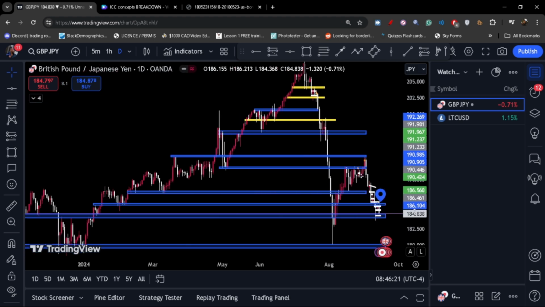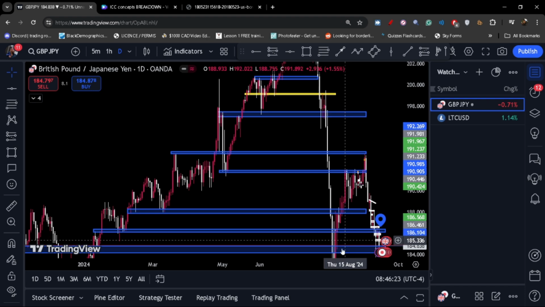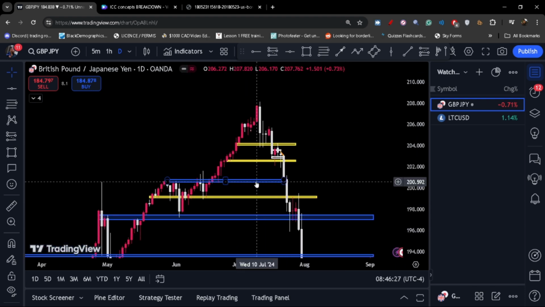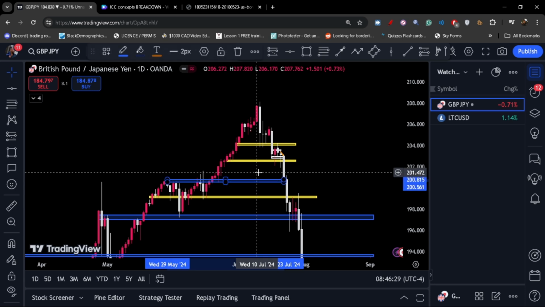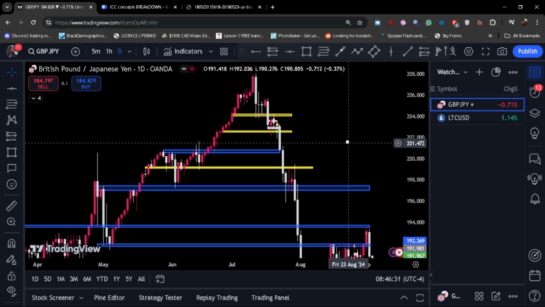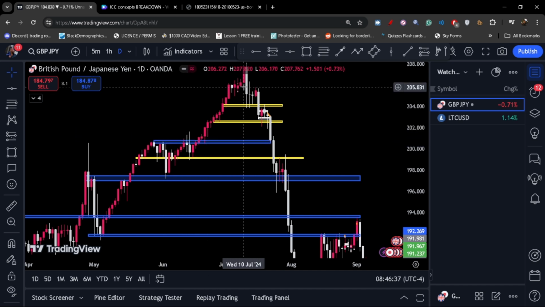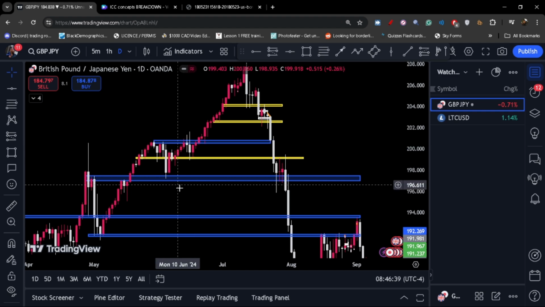And like I said, the area of interest still stays the same: separation between buyers and sellers, right? So if we start all the way from right here, like I told you guys, the blue line represents the daily time frame. You can clearly see, guys, there's a separation between buyers and sellers. Above this blue line, price bought. Below this blue line, price sold.